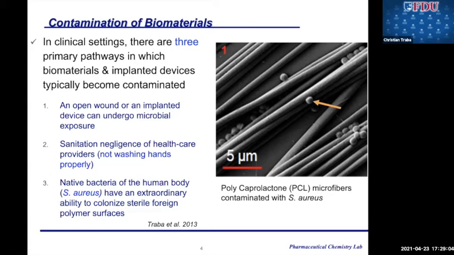In clinical settings, there are 3 primary pathways in which biomaterials and implanted devices typically become contaminated. The first is an open wound or an implanted device can undergo microbial exposure. The second involves the sanitation negligence of healthcare providers by not properly washing their hands. The third is native or transient bacteria of the human body, for example, S. aureus, have an extraordinary ability to colonize sterile foreign polymer surfaces.